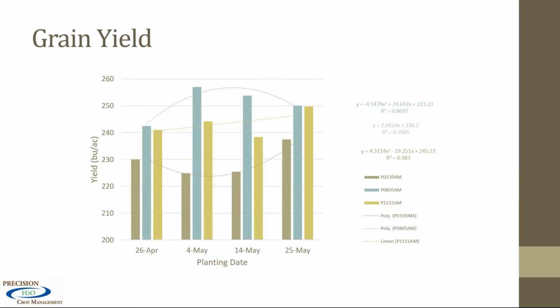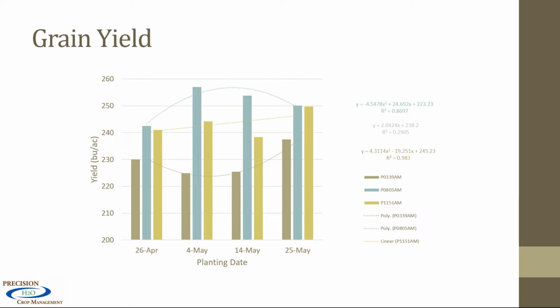So when we look at individual hybrids, 339, which if you recall is one that we consider an above average emerger, really had that first planting date and last planting date as the highest yielding. We did see a little bit of a dip down in the May 4th and the May 14th planting dates. 805 is very characteristic of what we would typically or normally think that we would see from a planting date study with these planting dates.